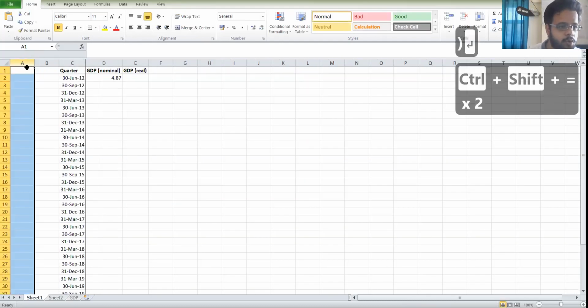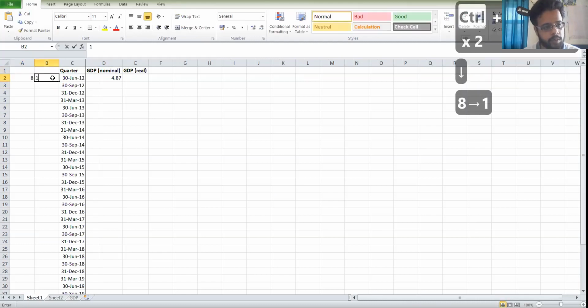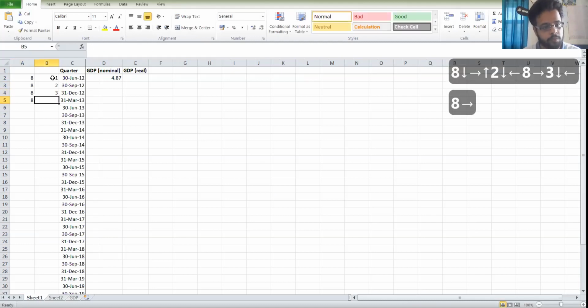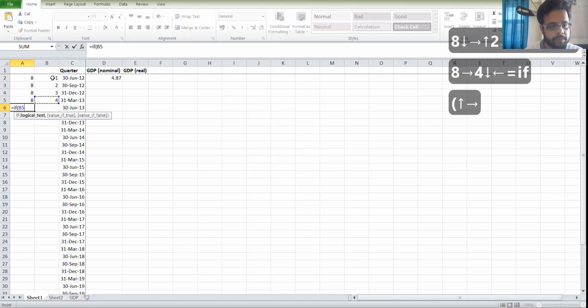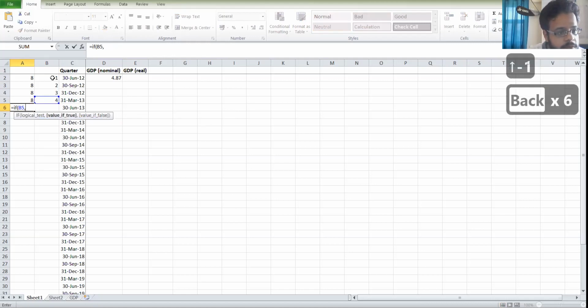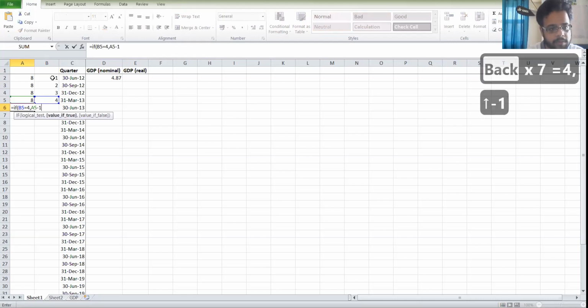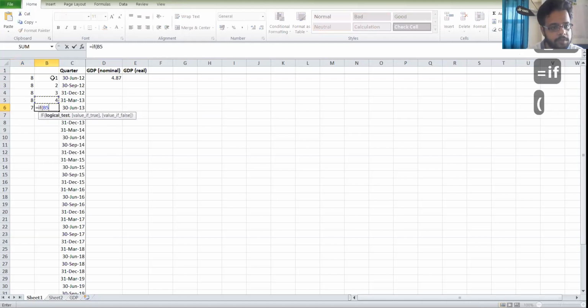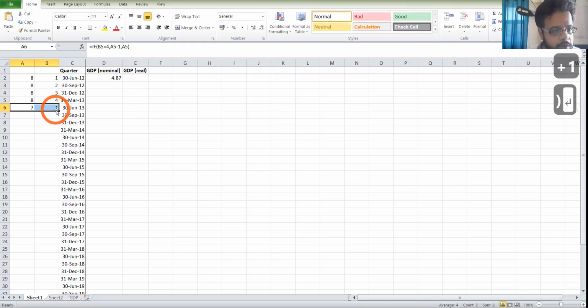Right. I'll add 2 columns over here temporarily. That is 8, 1, 8, 2, 8, 3, 8, 4. And if this number is equal to 4, then I want this minus 1. Else I want the same number, so I get 7. And if this number is equal to 4, then I want 1. Else I want this number plus 1. Right. So I can drag this down.